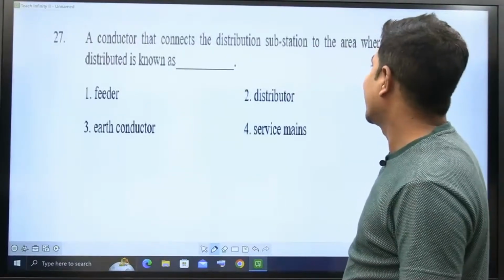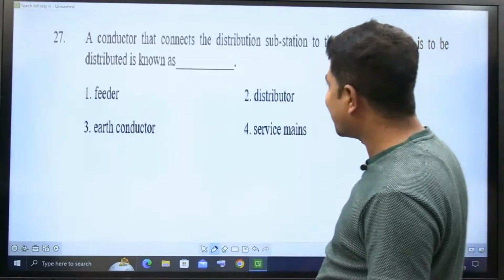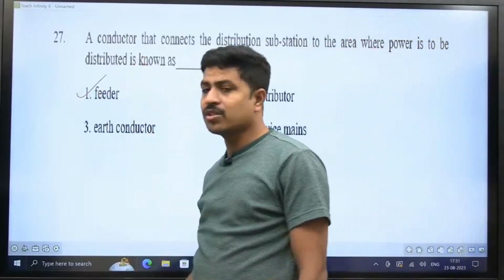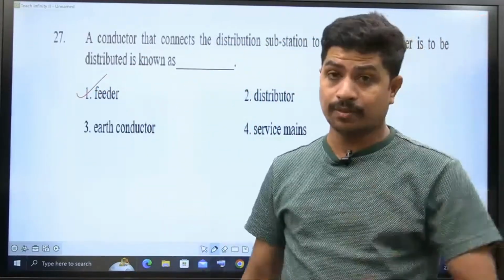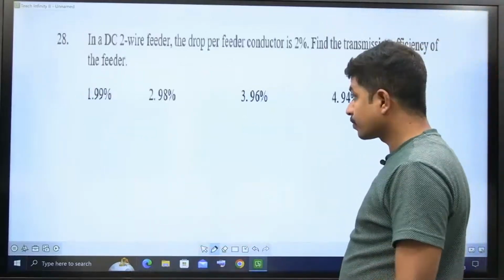A conductor that connects the distribution substation to the area where power is to be distributed is known as a feeder. Yes, a feeder is the one which connects from the distribution substation to the area to which it has to feed the power. Direct question, it is feeder.